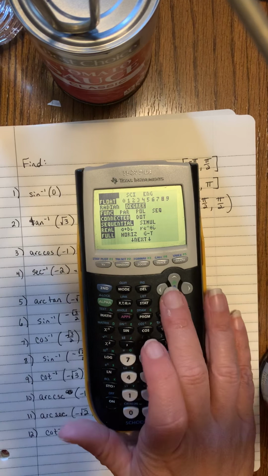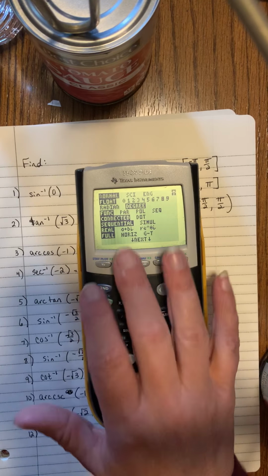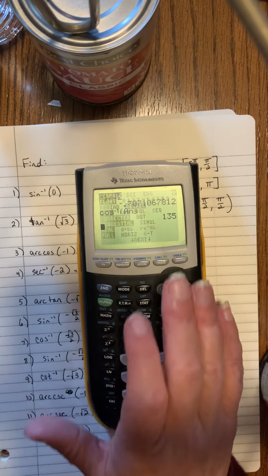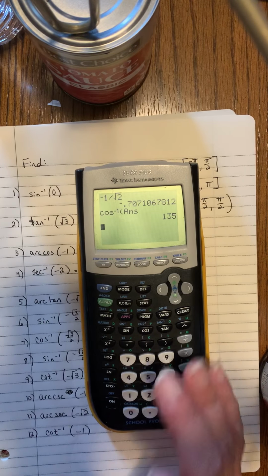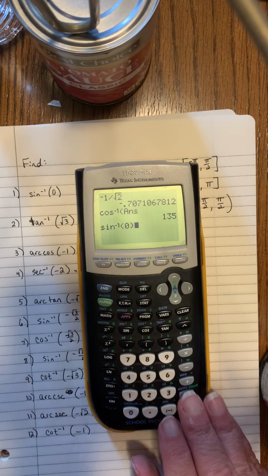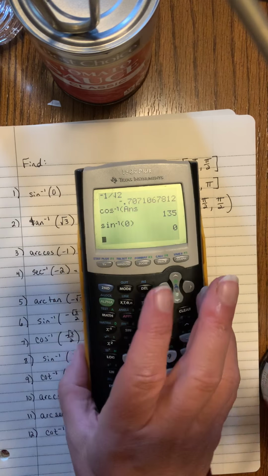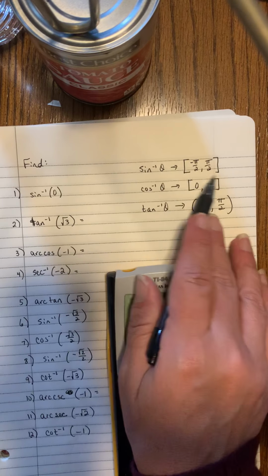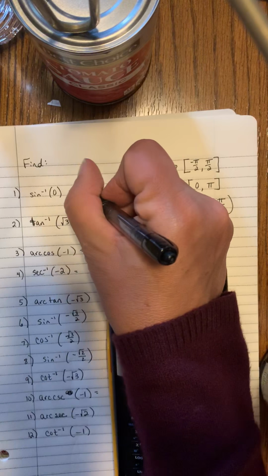So I'm going to stay in degrees, just like that. And on your calculator, whatever you're using, just make sure it's in degree mode. And to do the inverse sine of 0, you just do inverse sine 0. And I got 0. So it's 0 degrees, 0 radians. And 0 lives in that interval, so I'm okay.